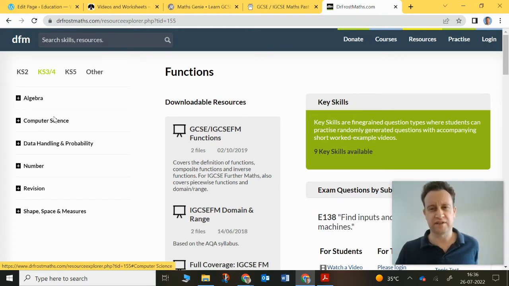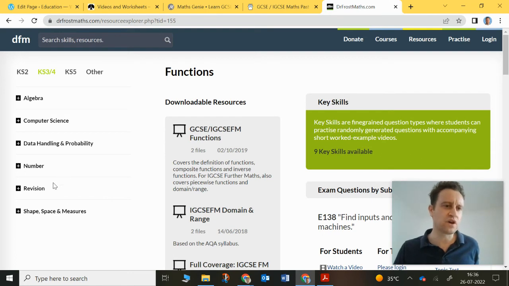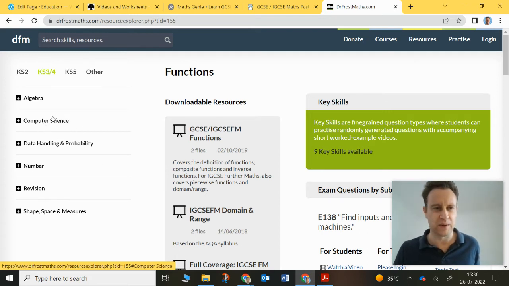Yeah, those are the key areas. I know our books might have statistics or probability or Venn diagrams or graphs separated out into different sections. But normally there's four sections: algebra, data handling and probability, number, and shape and space and measures. There's obviously a revision category here as well. And there's also computer science, which has just randomly popped up in this one. You don't need to worry about that.